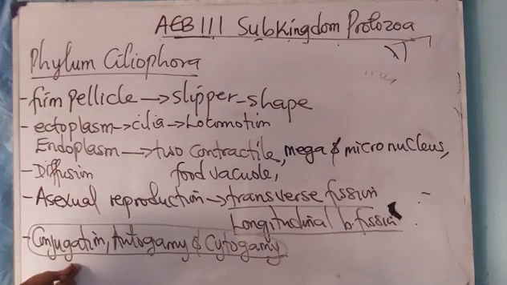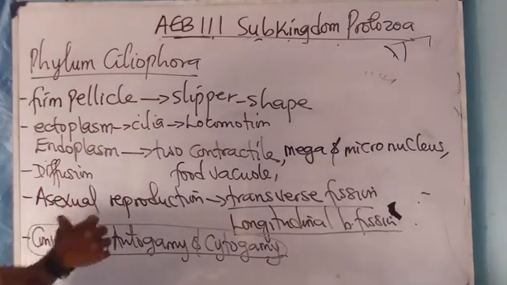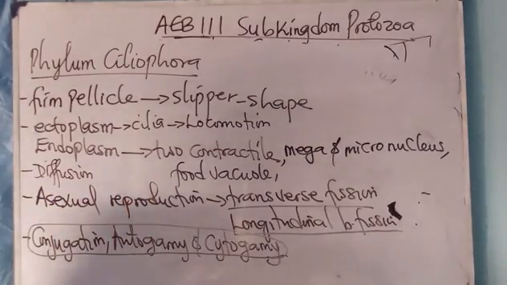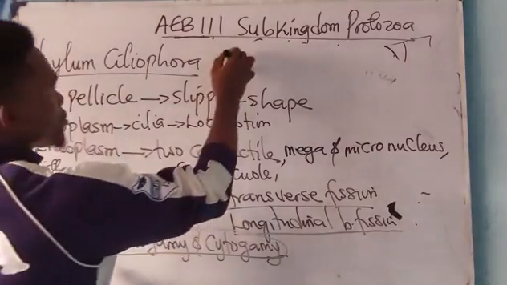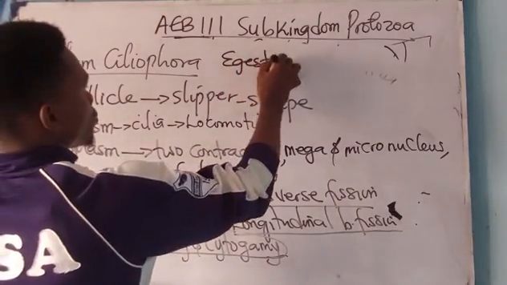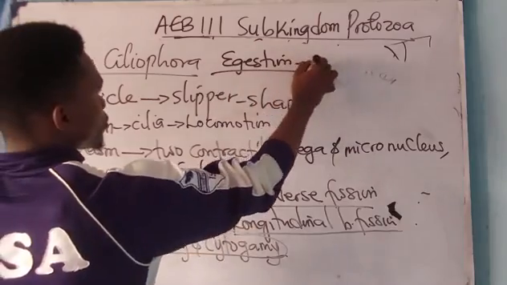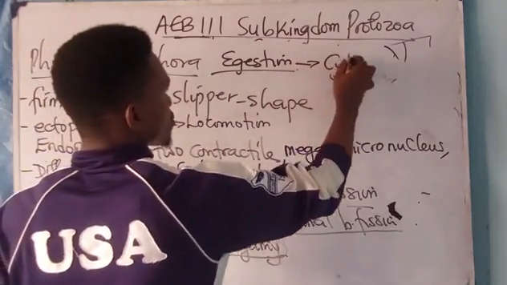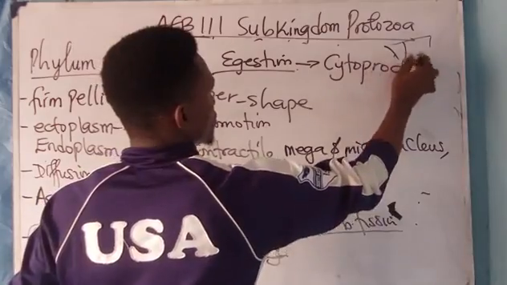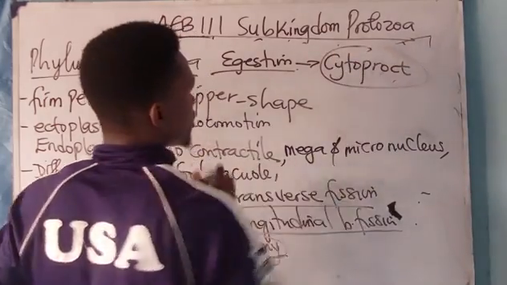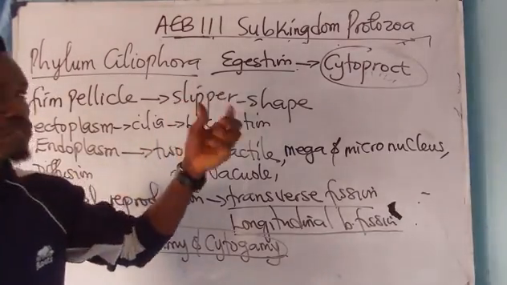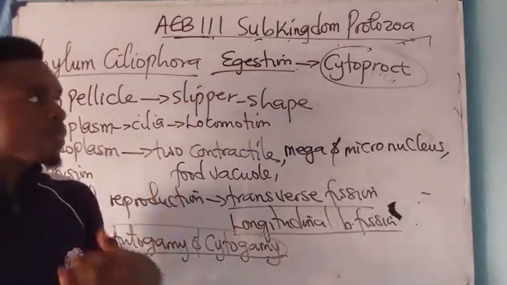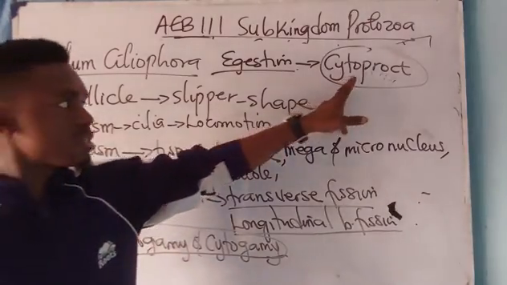Conjugation is the exchange of nuclear materials. Exactly. Nice one. In Paramecium, egestion, which is the removal of undigested food particles, occurs in a region called the cytoproct. Please take note of that.